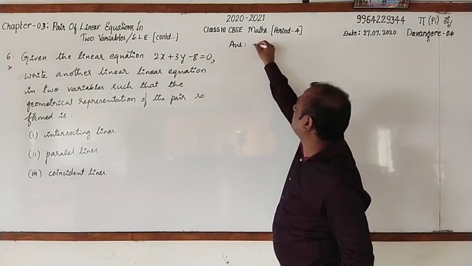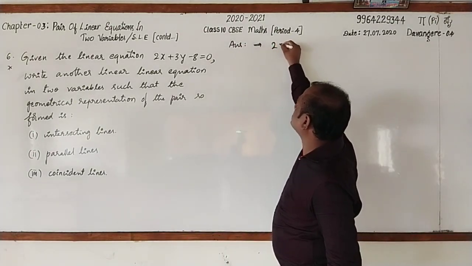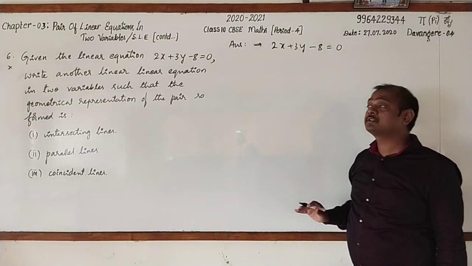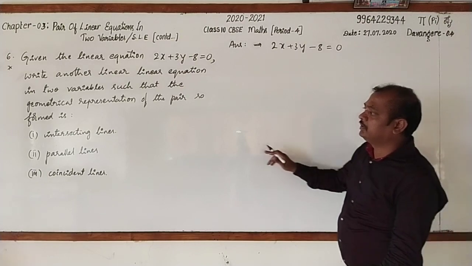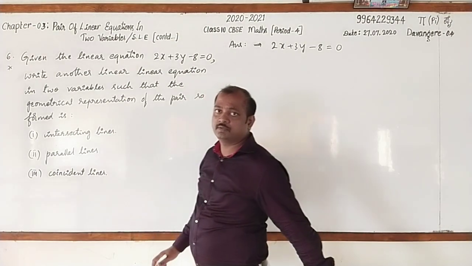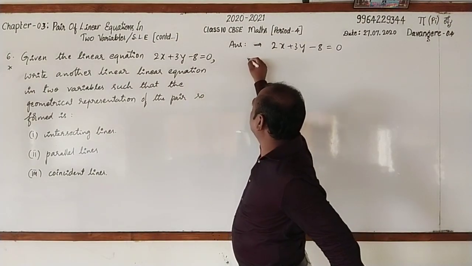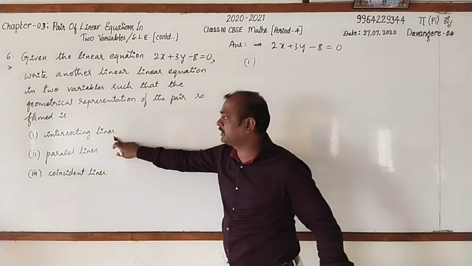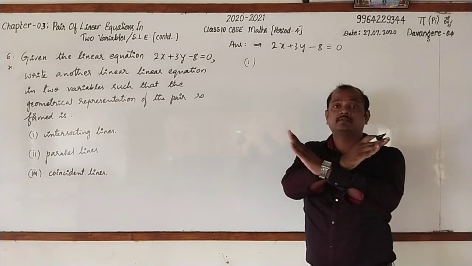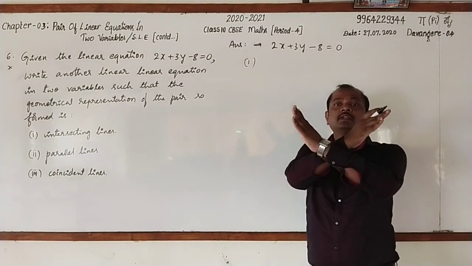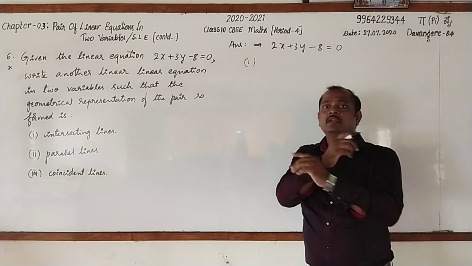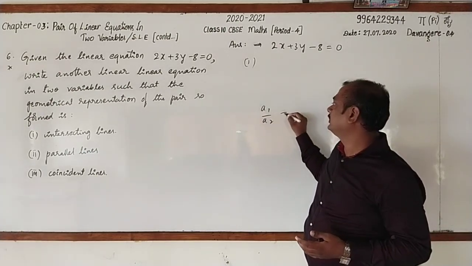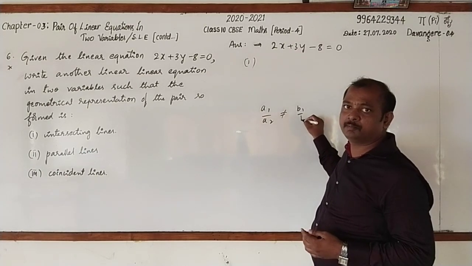What is the first equation? 2x plus 3y minus 8 equal to 0. This is the given equation. For intersecting lines, we have to write another equation such that it satisfies this condition. When you draw the graph of both the equations, the lines should intersect each other. Then what is the condition for that? Just recall it: A1 by A2 should not be equal to B1 by B2.